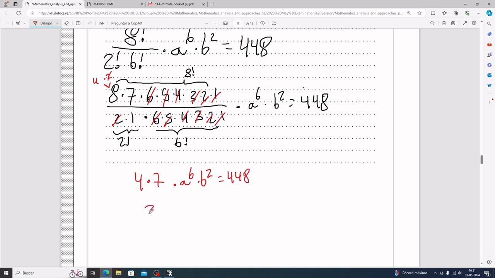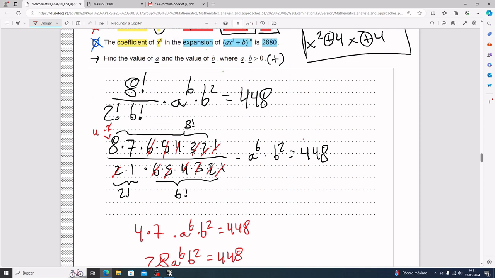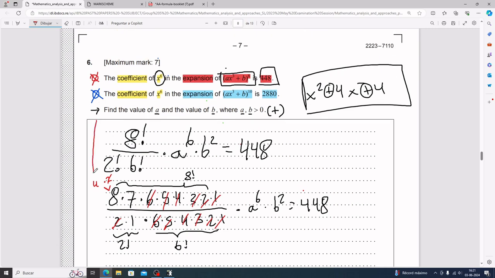So in other words, you have 28 a to the power of 6 times b squared equals 448, right? And so that is what the factorial is doing. That is how you solve it. If you want to use the calculator, you can. See? So what you can also do is plug this into your calculator, and let me show you quickly how.